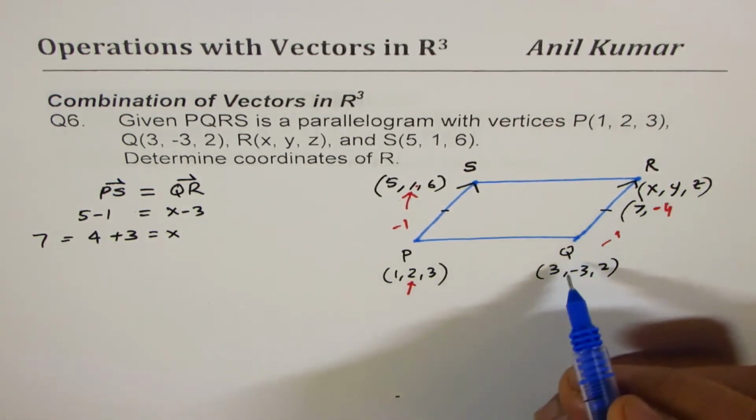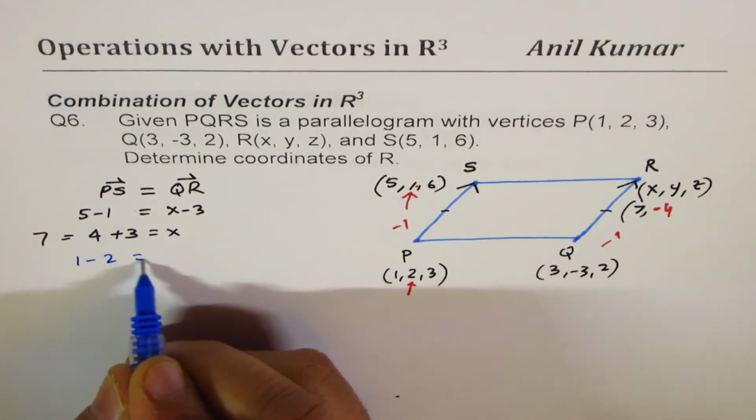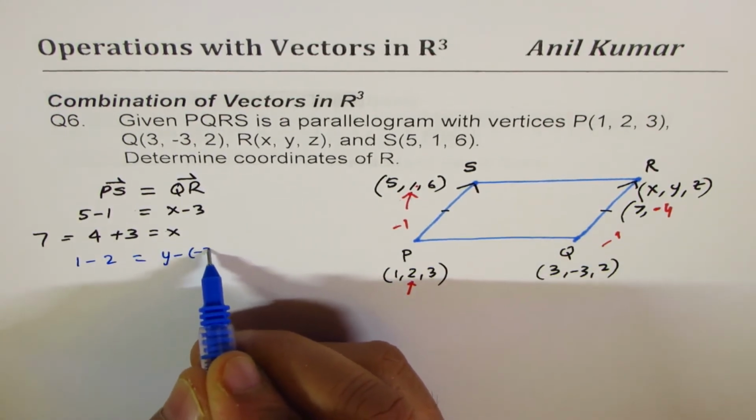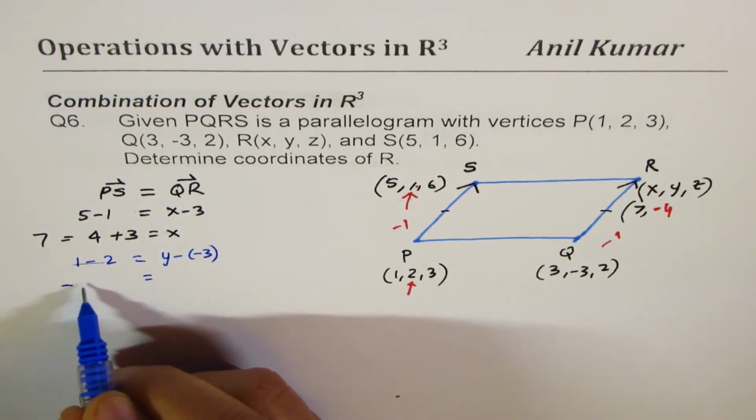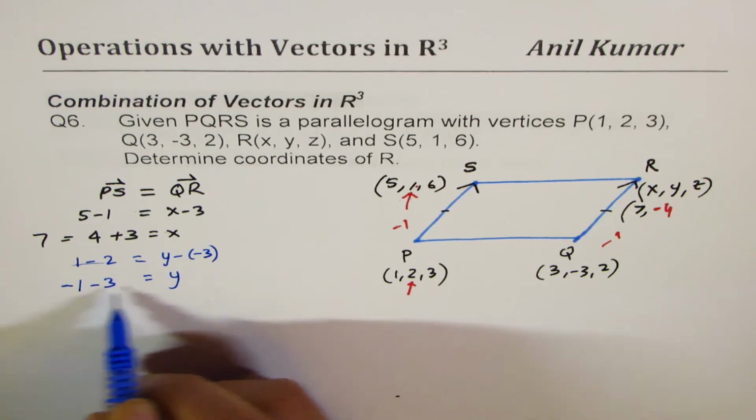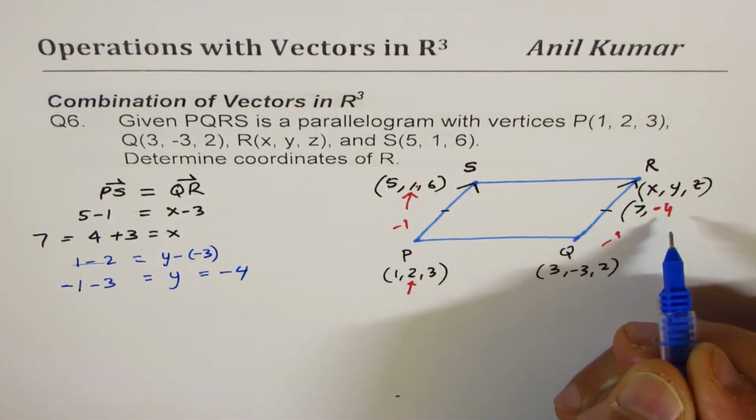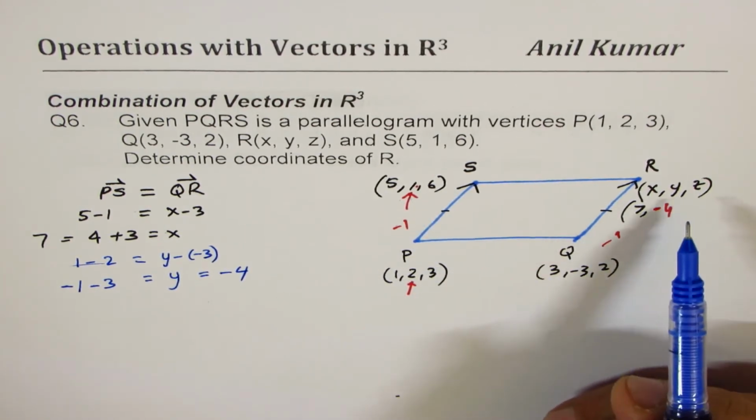Let me show you algebraically also. So we do 1 minus 2 is equal to y minus 3. So that makes it 1 minus 2 is minus 1. And so y equals minus 3, which gives you minus 4 as we found. Perfect. So you could adopt any one of these techniques to find the third point.